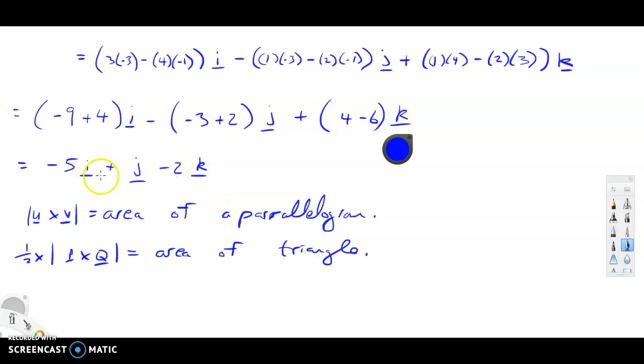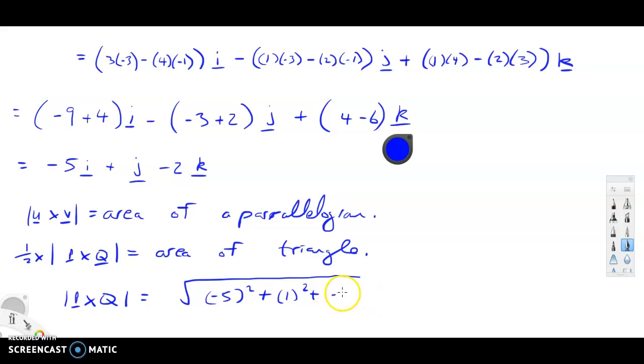So we're getting the size of this guy now. The size of P cross Q, the magnitude will be just like this. We get the square root of minus 5 squared plus 1 squared plus minus 2 squared. And that gives us root 25 plus 1 plus 4. So that's going to be the square root of 30. That's the magnitude. The square root of 30 is the magnitude.